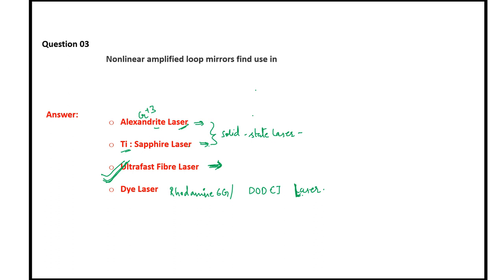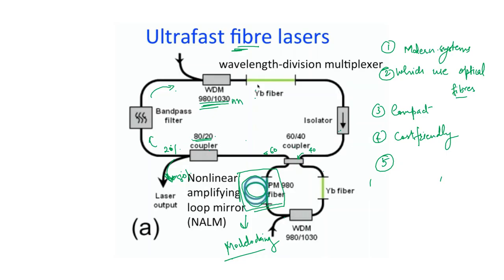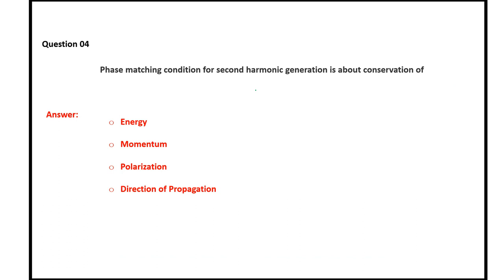Okay, so we'll proceed to the next question, which is question number 4. Phase matching condition for second harmonic generation is about the conservation of. First of all, what is the phase matching condition? And the second new term here is second harmonic generation. Harmonic is something related to the frequency, and generation is something which is generated. So what is the phase matching condition?